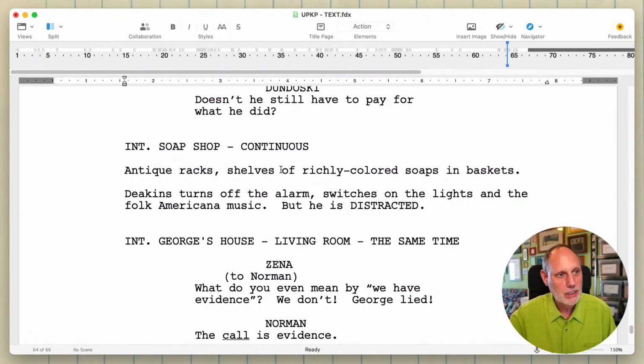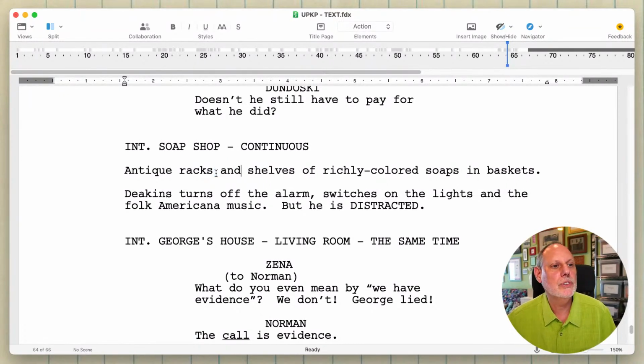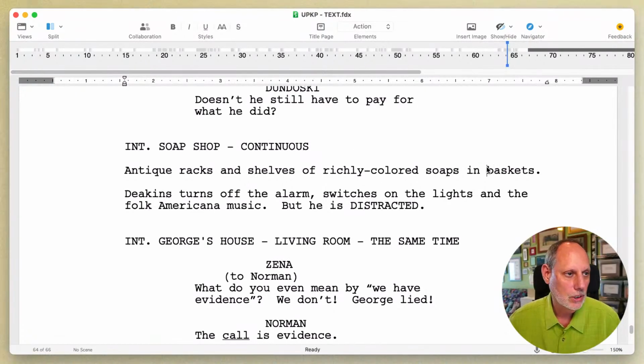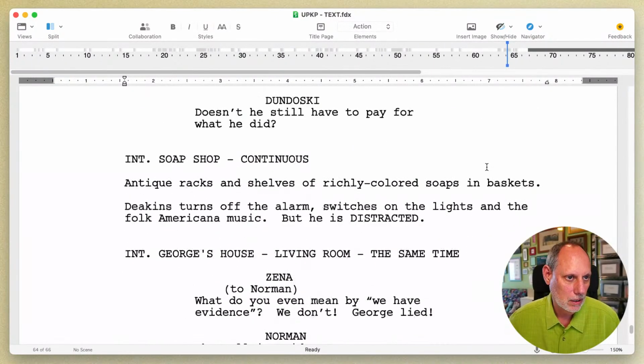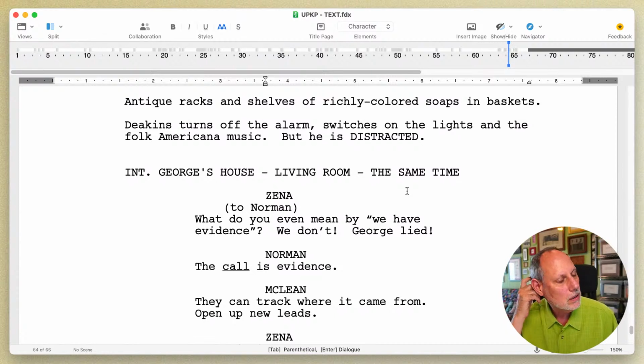Shelves of antique racks and shelves of richly colored soaps in baskets. Cool. All right.